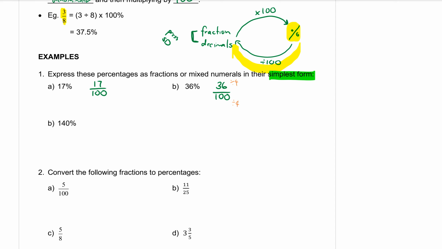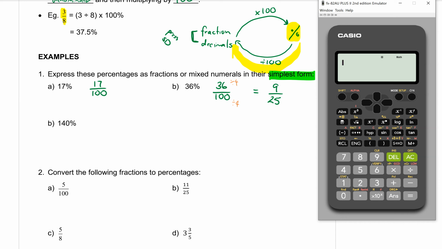Dividing the top by 4, 36 divided by 4 goes 9 times. 100 divided by 4 goes 25 times. Okay? However, remember that your calculator is very useful for simplifying. If I were to type in the 36 over 100 and just press equals, it simplified it down for me, so 9 over 25. So you can use your calculator as a check to make sure that you got it right.